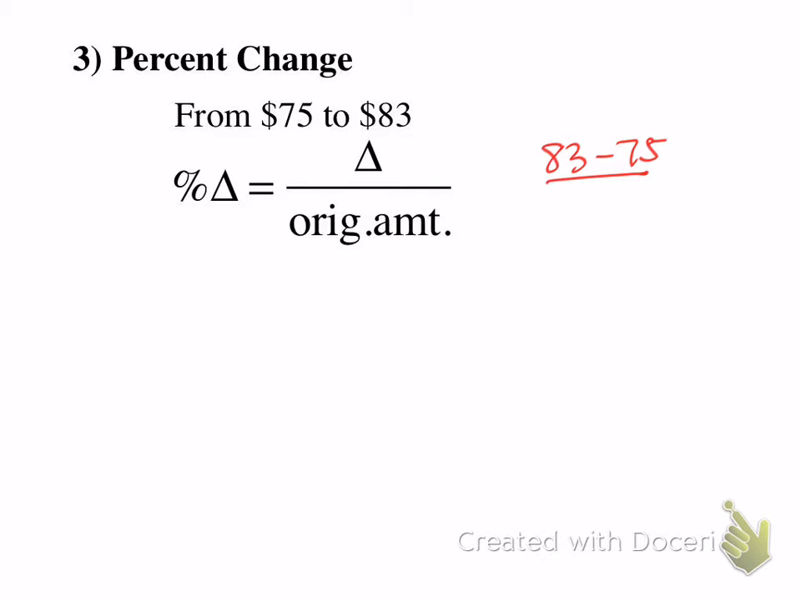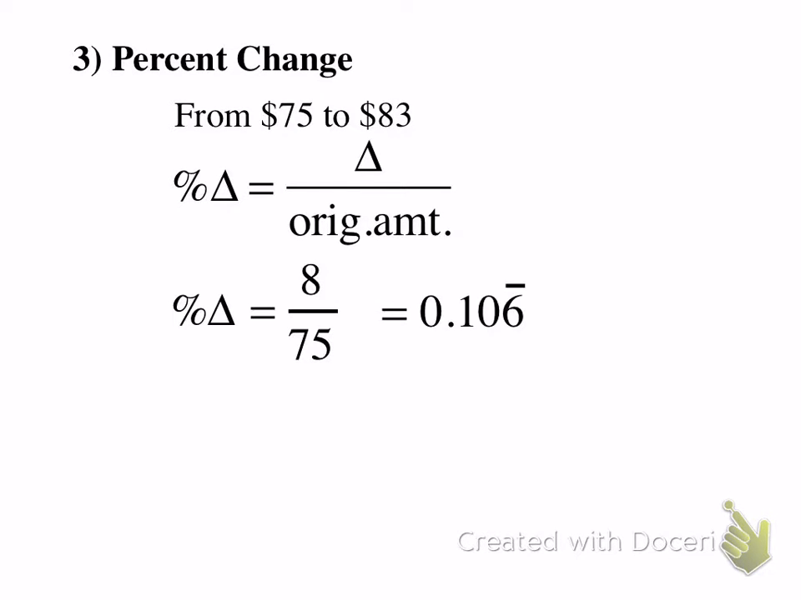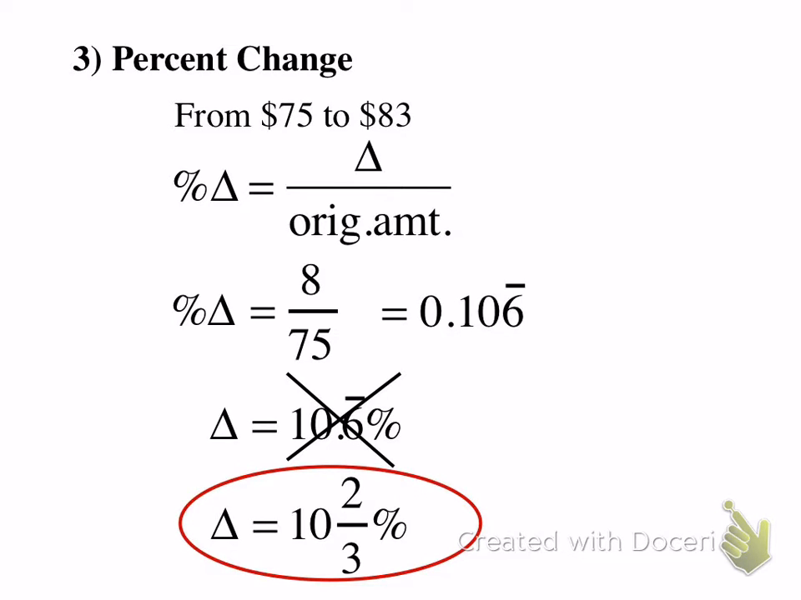Over the original amount, what's the original amount? What's the first thing written? 75. So that's our original. Whatever's first written becomes original amount. So it's really 8 over 75. So do you understand? We're just finding the difference of this goes in the numerator over the original amount. Divide it out, and we convert it to a percent. So what this means is, was it an increase or a decrease? Look at the numbers. I went from 75 to 83. Is that an increase or a decrease? So it's an increase to 10 2/3%.